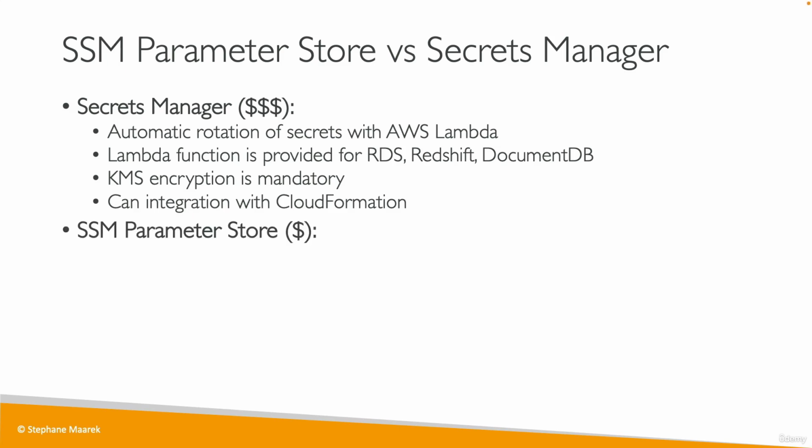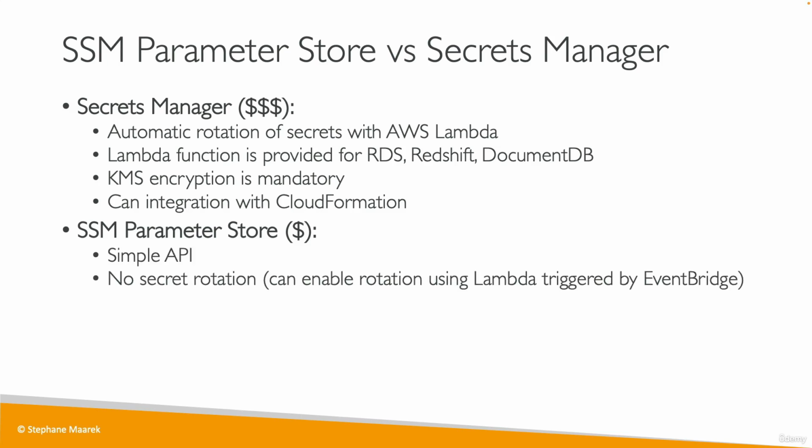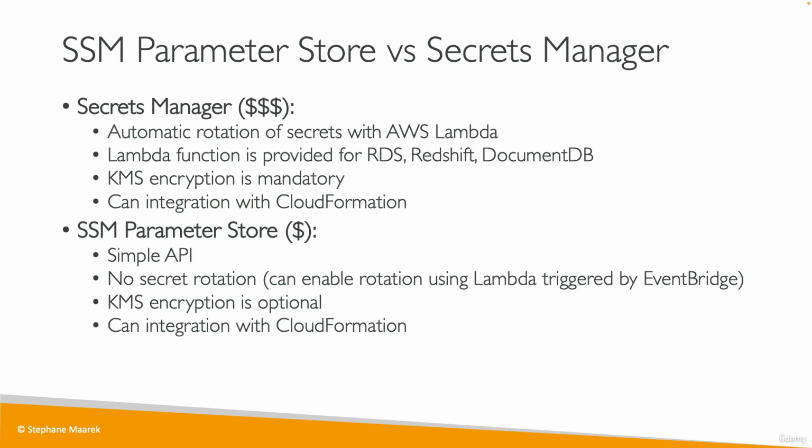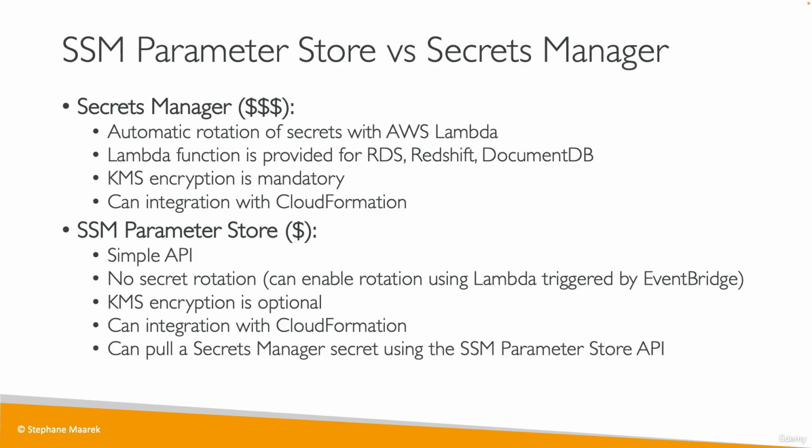So with the SSM Parameter Store, it's a more simple API. There is no secret rotation, although we'll see in the next slide how you can actually create some kind of rotation mechanism using EventBridge and Lambda. KMS encryption is optional. That means that you can also store non-secret values in the Parameter Store. There is deep integration with CloudFormation, and there is a little trick to pull Secrets Manager secrets directly using the Parameter Store API.